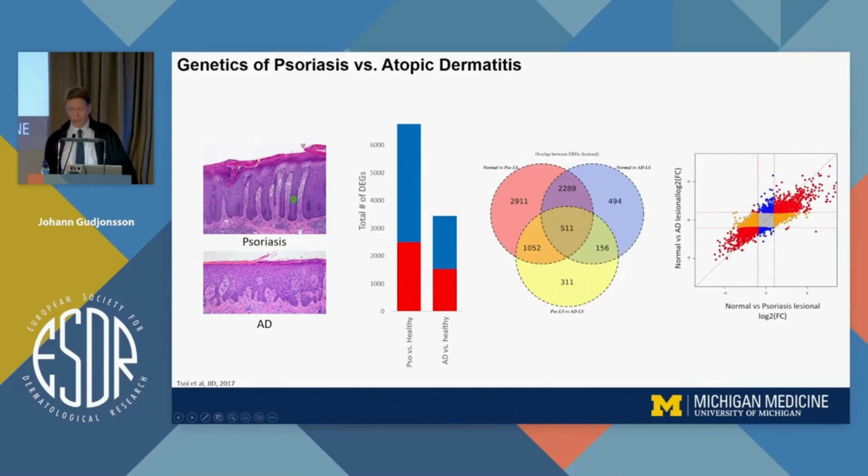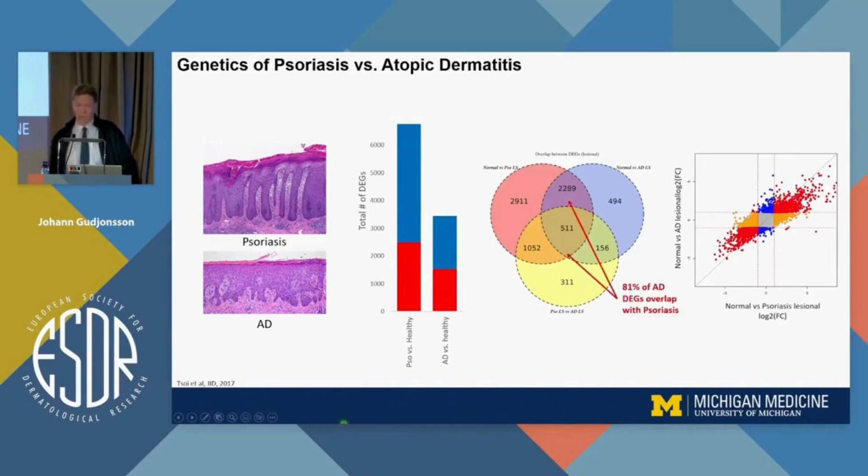Perhaps not surprising if you look at the degree of epidermal changes that happen in these two diseases. And then you can compare the overlap between psoriasis and normal skin, normal versus atopic skin, or psoriasis lesional versus atopic lesional, and you can appreciate the overlap, and then how the genes in psoriasis correlate with the ones that are differentially expressed in atopic dermatitis. And you can appreciate that it's actually quite similar. There's almost like a linear graph going over here. It's a little bit more skewed towards the psoriasis side than the atopic dermatitis side, but overall pretty similar.